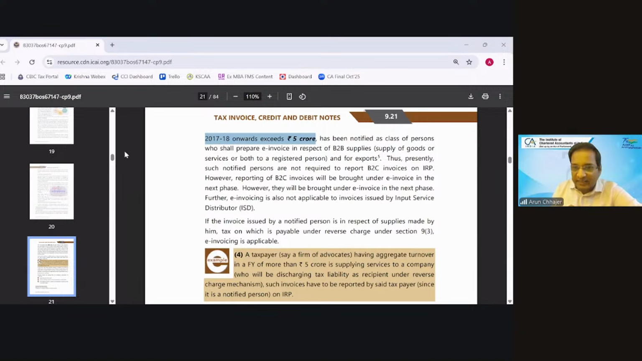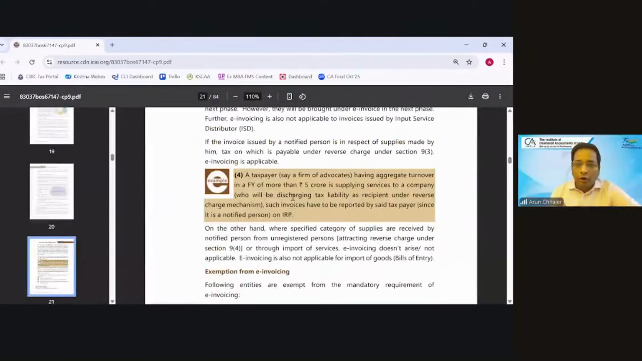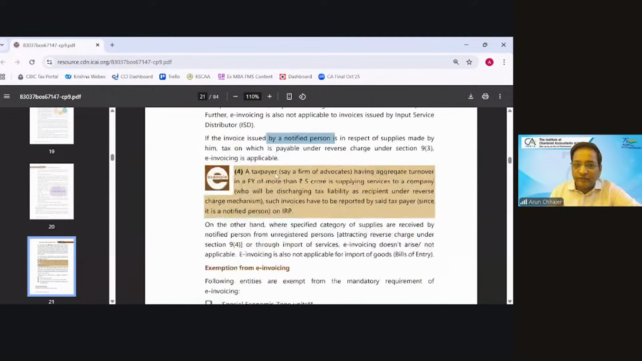Answer is yes, it is correct. And it is applicable for B2B and for export. Currently, B2C supply does not fall under the e-invoicing requirement. All the invoices issued by the notified person, that is okay.